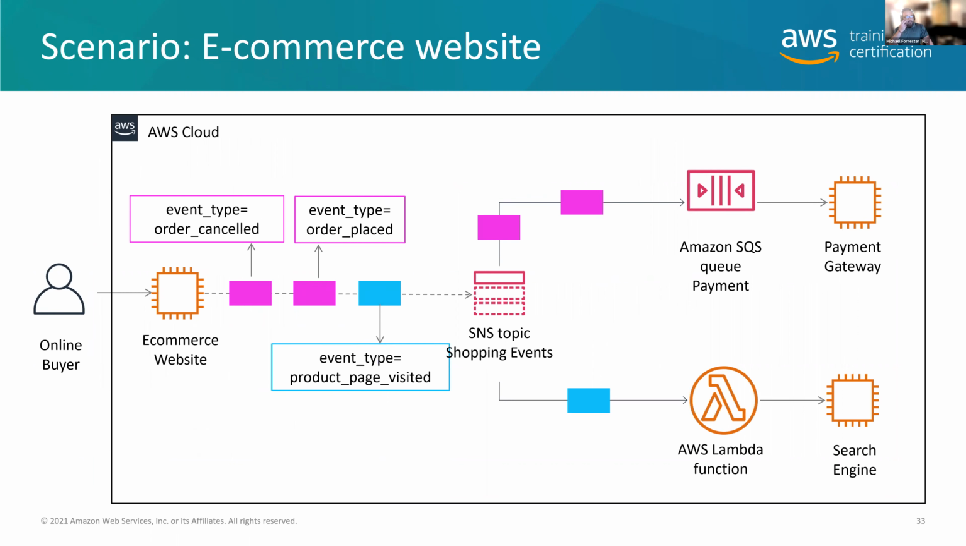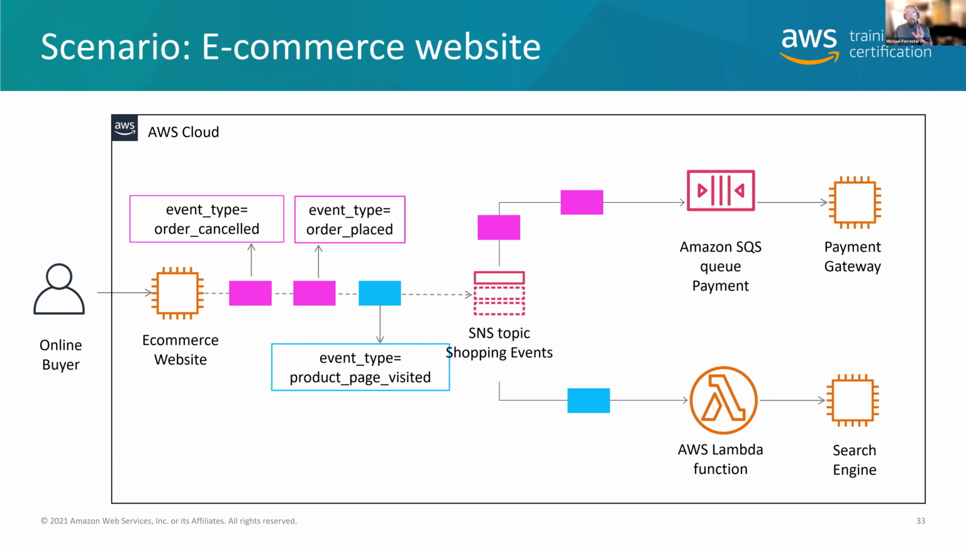Here we got an online buyer who is hitting an e-commerce website, right? And what's happening is that these orders are canceled or orders are placed or a product page is visited. This is hitting a shopping events topic, and different messages, by the way, can be routed to different things. So by default, a subscriber of an Amazon SNS topic is going to receive every message. To receive only a subset of the messages, a subscriber can actually assign a filter policy to their subscription to the topic, right?